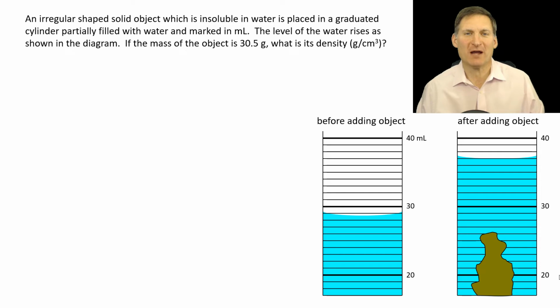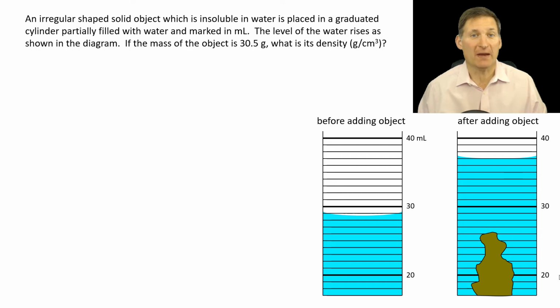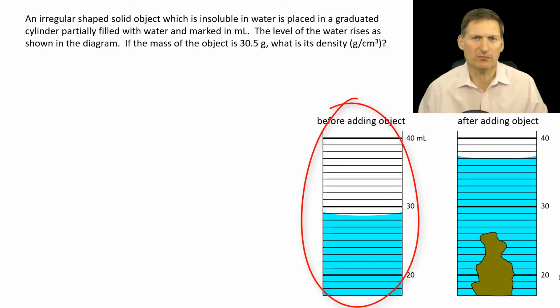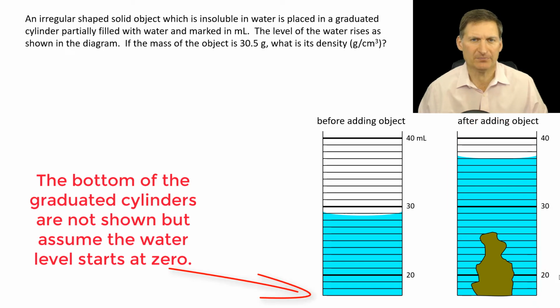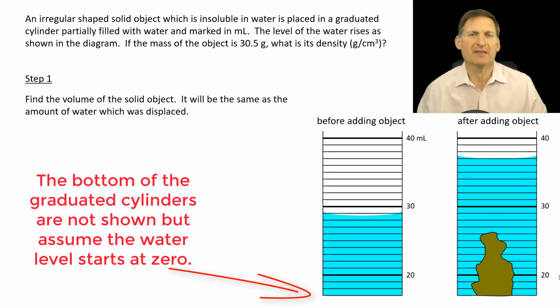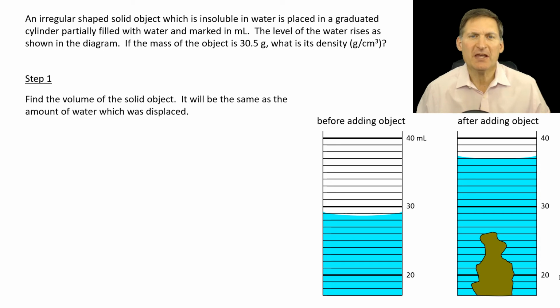This last one is a problem we might encounter in the laboratory. If you have an object that is insoluble in, unreactive with, and more dense than water, you can find its volume by the water displacement technique. That is, the graduated cylinder on the left represents the level of water in a graduated cylinder before adding the object, and the graduated cylinder on the right represents the new level after the object has been added. So step 1 is to find the volume of the solid object. It will be the same as the amount of water displaced.